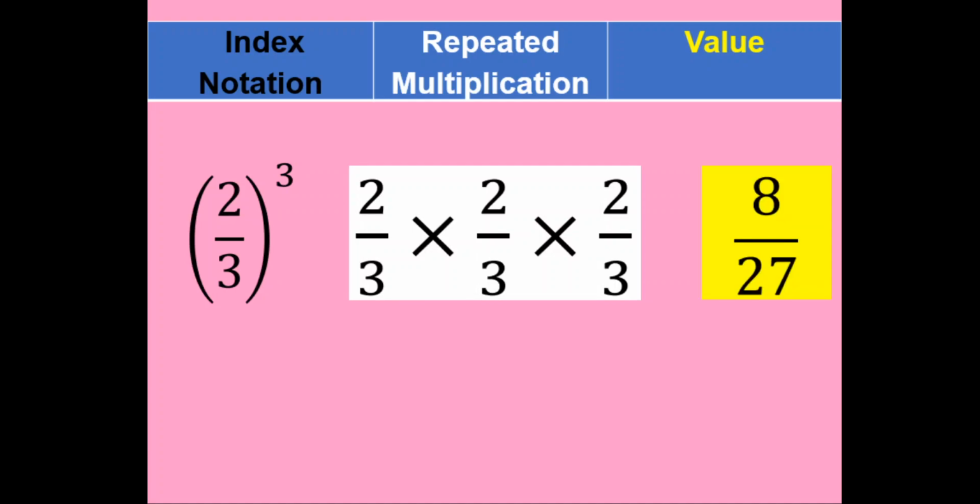In this next example, you might wonder where you get 8 over 27. Well, 8 is the same as 2 times 2 times 2. And 27 is 3 times 3, which is 9. 9 times 3, which is 27. Thus, we have 8 over 27.